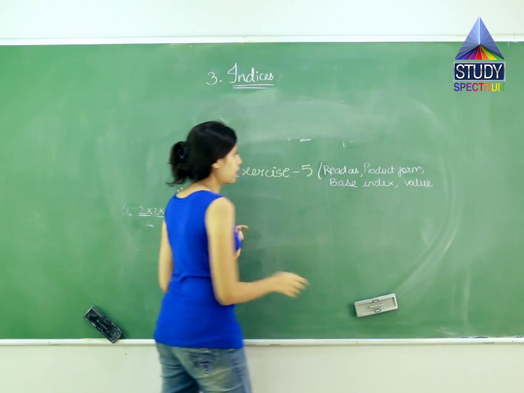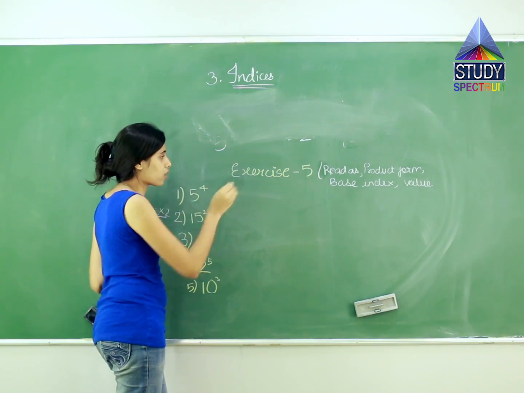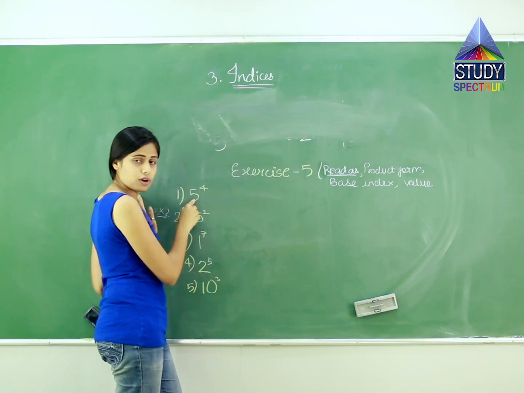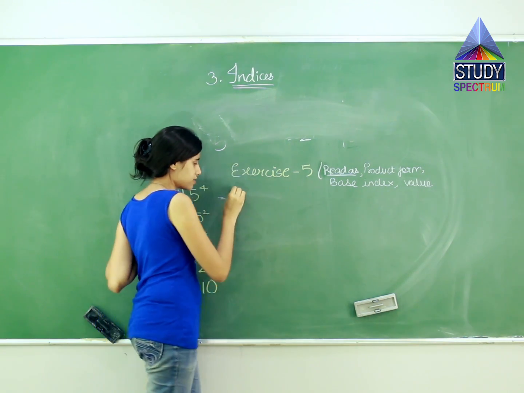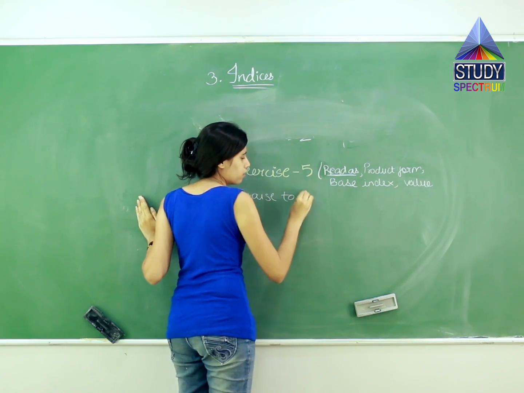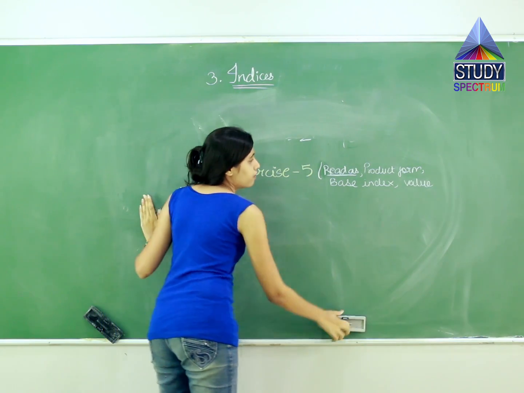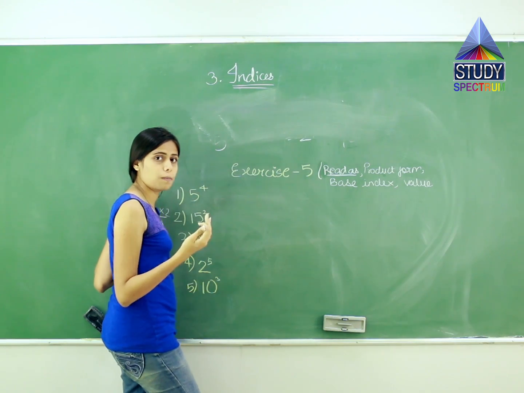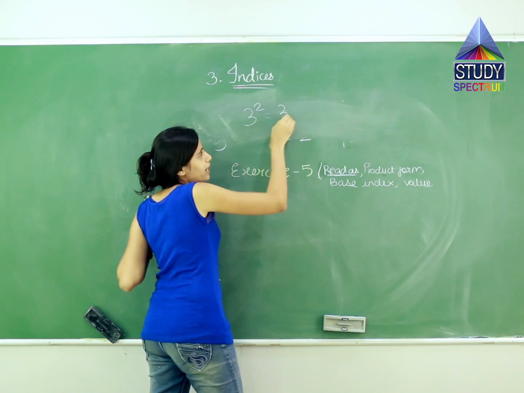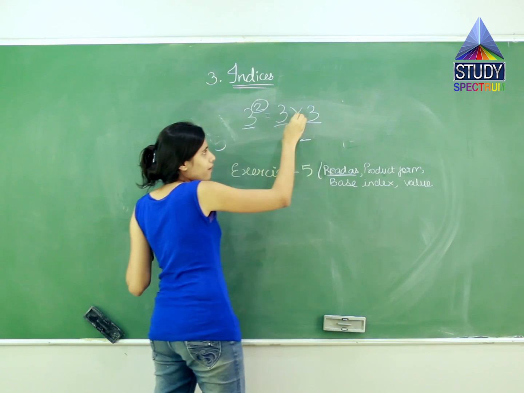Now let us solve the questions. Over here in exercise number 5, we have 5 questions. Now look over here, 5 raised to 4. Tell me how it is read. It is read as 5 raised to 4. It is written as 5 raised to 4. Simple, isn't it? Now we have to write its product form. What is the product form? I have told you, if there is 3 raised to 2, we write 3 into 3, because 2 is the index and base is 3. So we have written 3 two times.